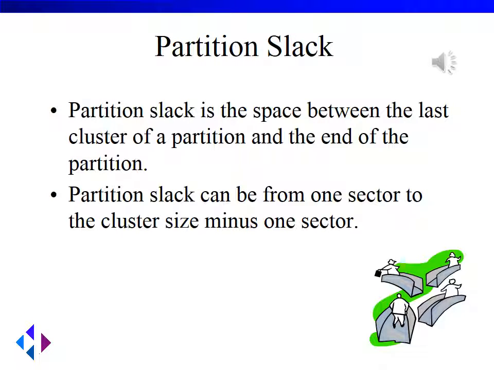The last type of slack that you encounter is partition slack, and basically that is the space between the last cluster of a partition and the end of the partition itself. Partition slack can be from 1 sector to the cluster size minus 1 sector. So if the cluster size is 8 sectors per cluster, then partition slack could be up to 7 sectors in length.